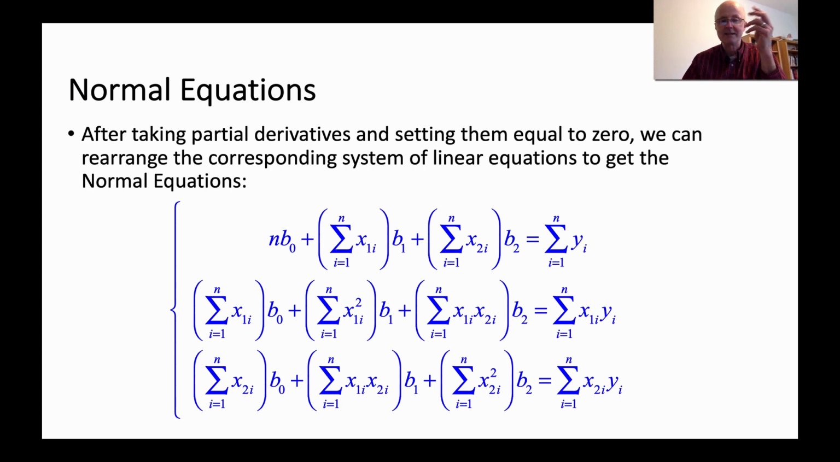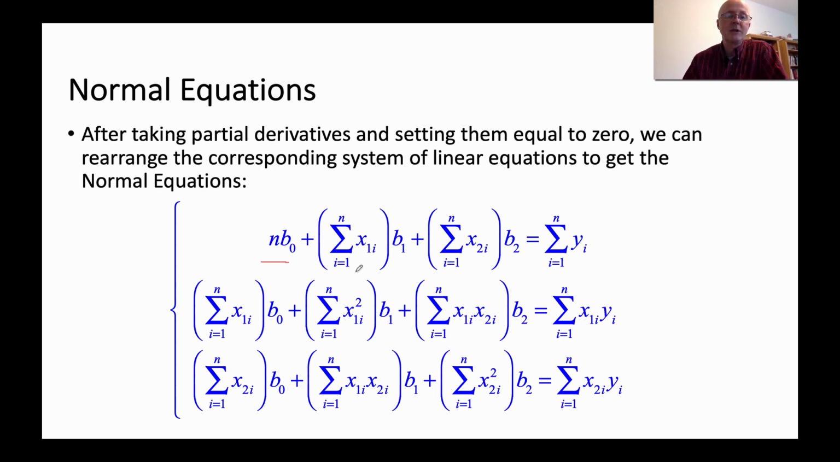So once again, it's a system of linear equations, this time 3 equations and 3 unknowns. Once again, you have a term in the upper left corner that is an n times B0, and all the other terms' coefficients are various kinds of summations. Be thinking right away here about the matrix that we're going to get, the matrix form of the normal equations.